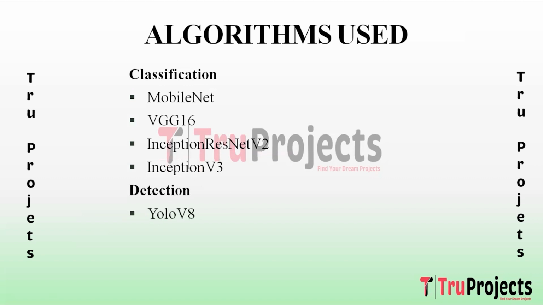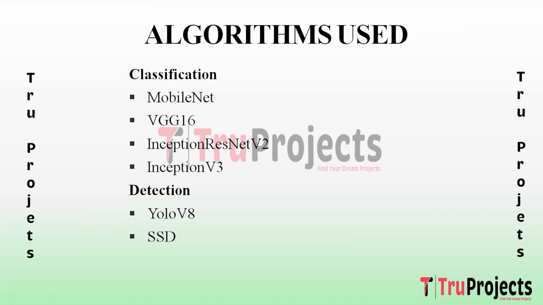And the next algorithm built is YOLO V8. That is You Only Look Once version 8. So YOLO is an object detection algorithm that divides an image into a grid and assigns bounding boxes and class predictions to each grid cell. YOLO V8 is an evolution of this approach, known for its speed and accuracy. YOLO V8 is chosen for plant disease detection due to its real-time processing capabilities, making it suitable for identifying diseases within images efficiently.